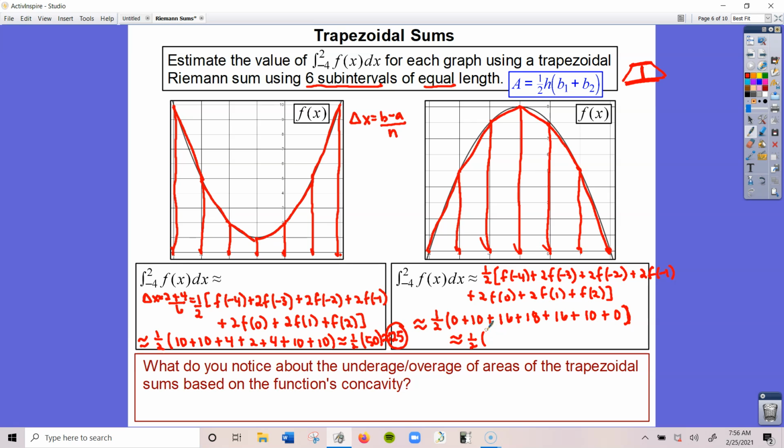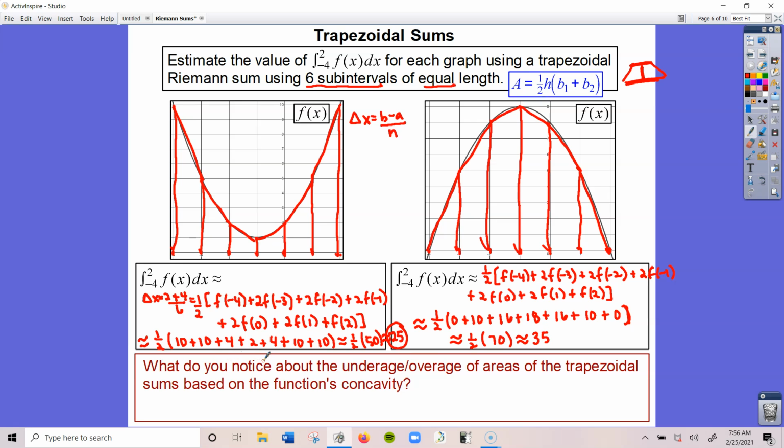So 1/2 times 10 plus 16 is 26. 26 plus 18 is 44. Plus 16 is 60. Plus 10 is 70. And half of 70 is approximately 35.